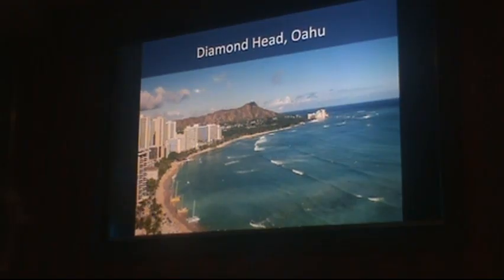Diamond Head. And is anybody going to climb Diamond Head, by the way? Nobody? Why not? Nobody's planning it. I might do it. Are you gonna? All right, good, ambitious.